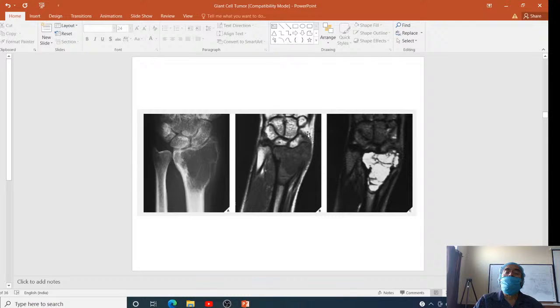And this is the extent of the tumor. So there are T1, T2 images. We'll be discussing those things when we discuss MRI. So this is how we proceed in the investigations.